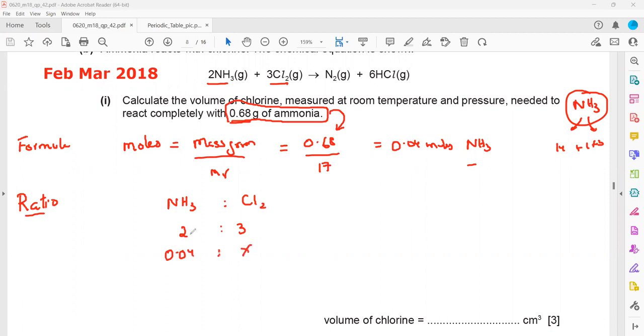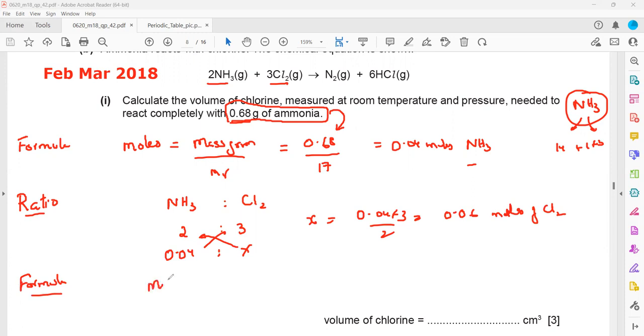So we cross multiply: 2 gives 3, so 0.04 gives X. How many moles of chlorine will react with the ammonia? It will be 0.06. So this is 0.04 times 3 divided by 2, which equals 0.06. So we got 0.06 moles of chlorine. And now to get the volume, we use the third step, a formula. Moles equals volume of a gas in decimeter cube divided by 24.